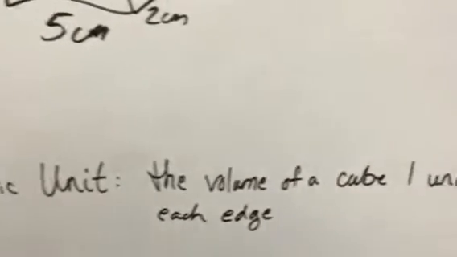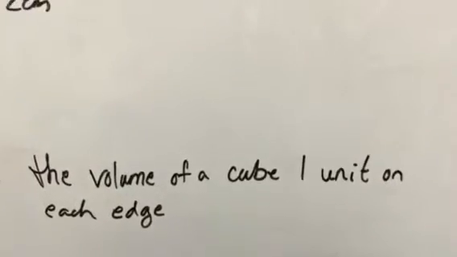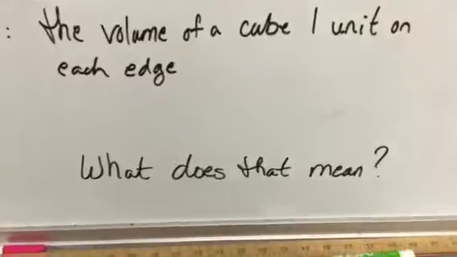What is a cubic unit? The book definition says the volume of a cube, 1 unit on each edge. But what does that mean? So let's look at it a little bit differently.